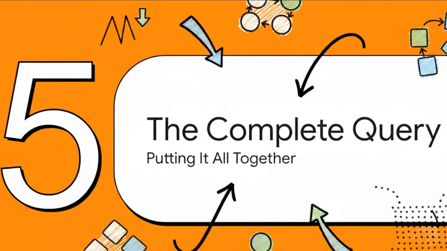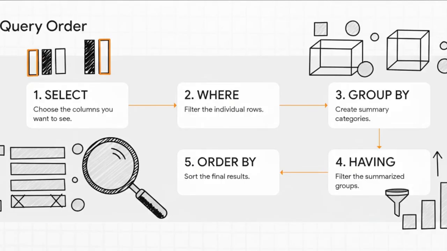All right, we've learned the individual moves. Now it's time for the main event. Let's see how all these pieces, order by, group by, having, fit together into one mega powerful query. You have to think about it in a specific order, kind of like a recipe. First, you select your data. Then, you filter the individual rows with where. Then, you group them up. After that, you filter the groups with having. And finally, right at the very end, you order the final results.